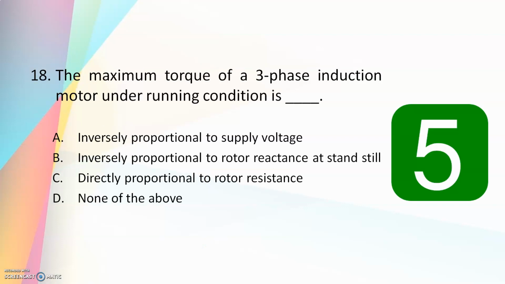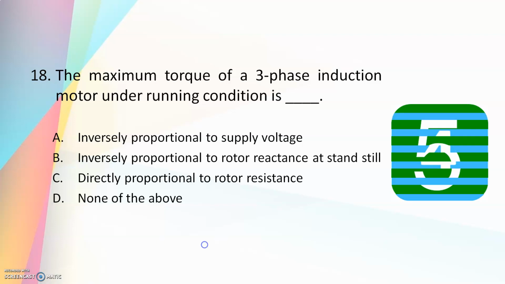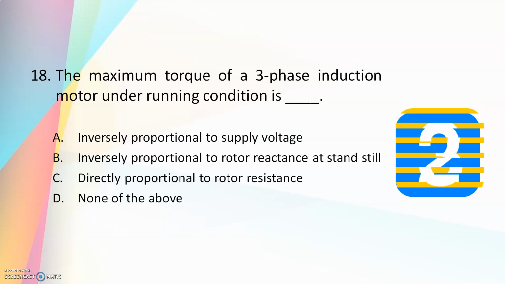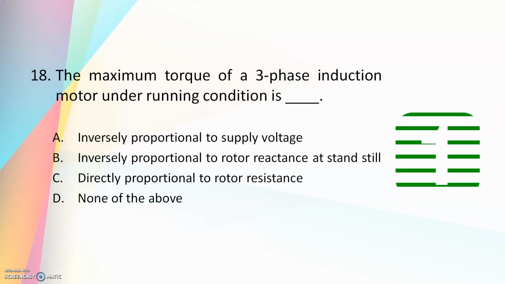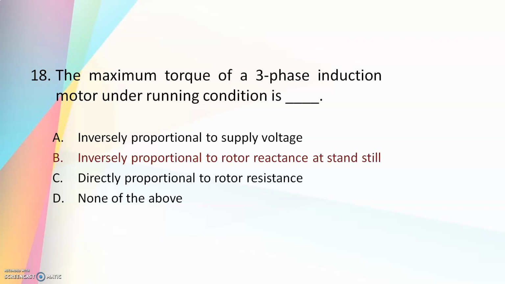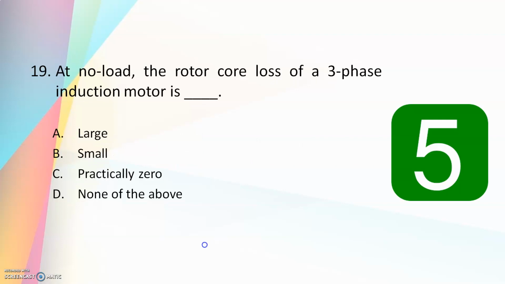The maximum torque of a three-phase induction motor under running condition is inversely proportional to supply voltage, inversely proportional to the rotor reactance at standstill, directly proportional to rotor resistance, none of the above. Here you go. And the answer is inversely proportional to the rotor reactance at standstill.